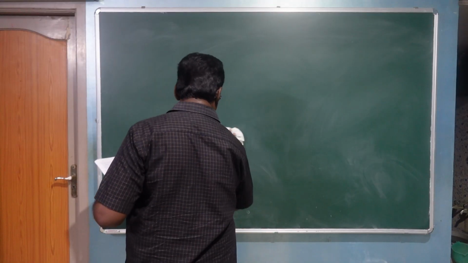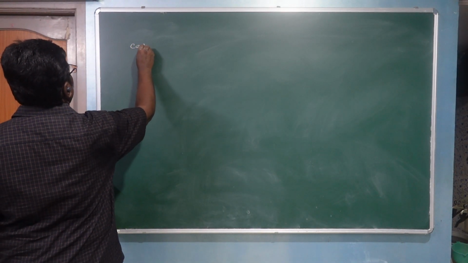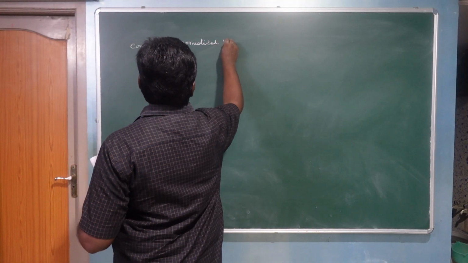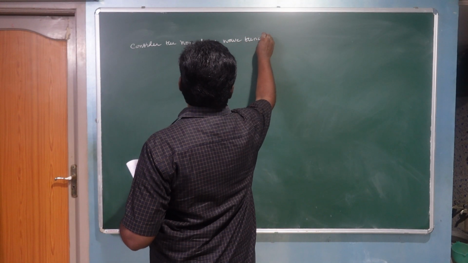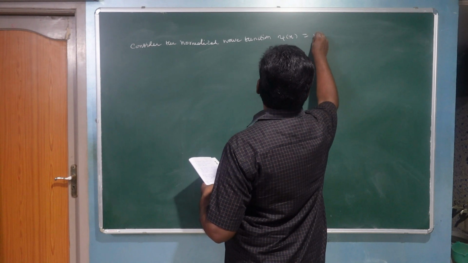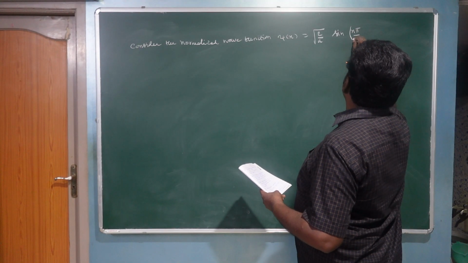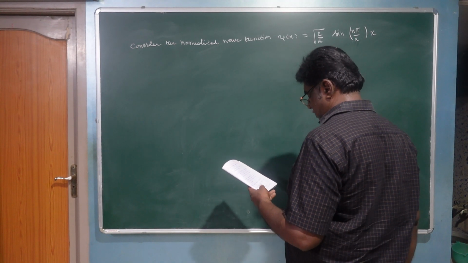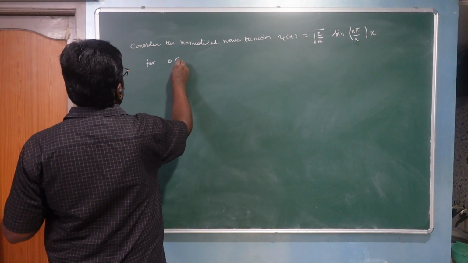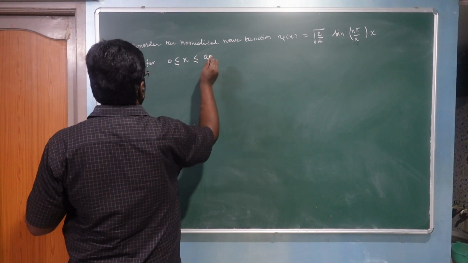Consider the normalized wave function ψ(x), which is equal to the square root of 2 by a, times sin of n pi by a into x, for x greater than or equal to 0 and less than or equal to a.